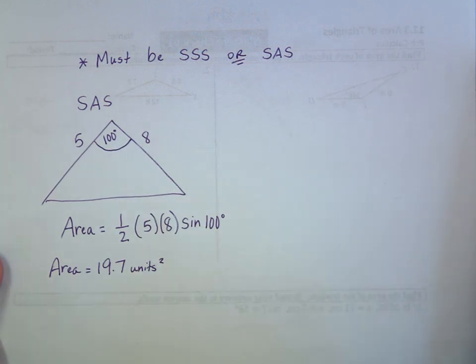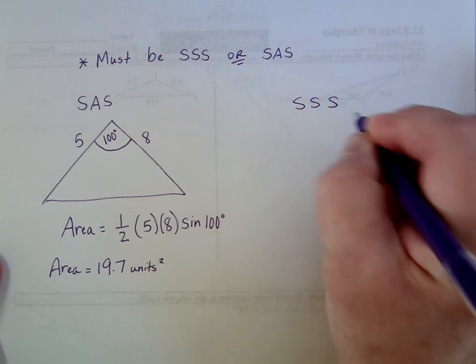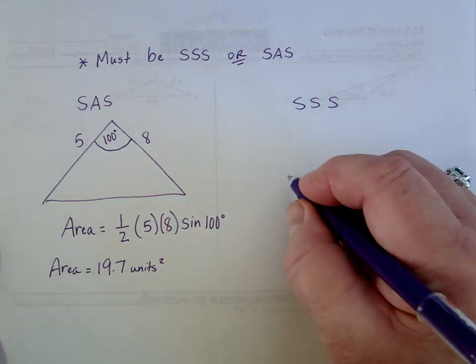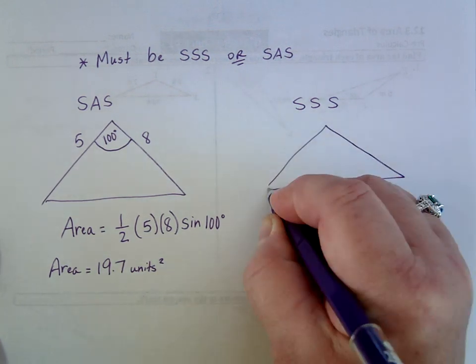Really cool. If you have a side, side, side situation, it's a little bit different. The formula is a little bit different. This one's called Heron's formula, is most times how I've seen it. The people on Flip Math, they call it Hero's formula, and you'll see that when you watch that video. But here's a situation in a side, side, side. And again, I'm going to just make up numbers.